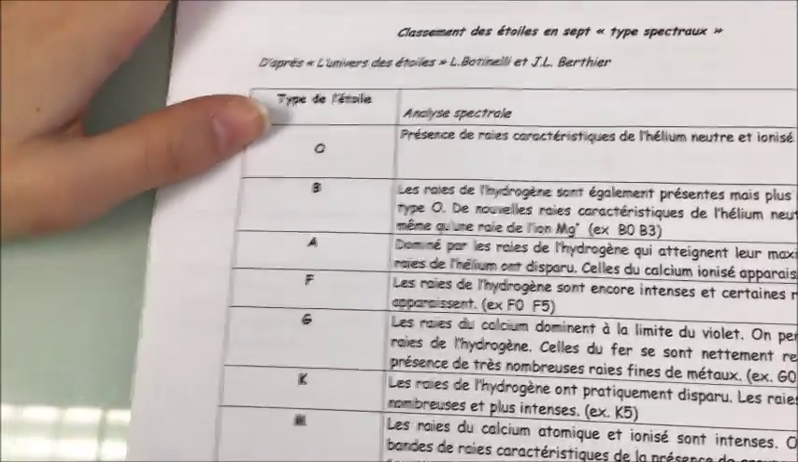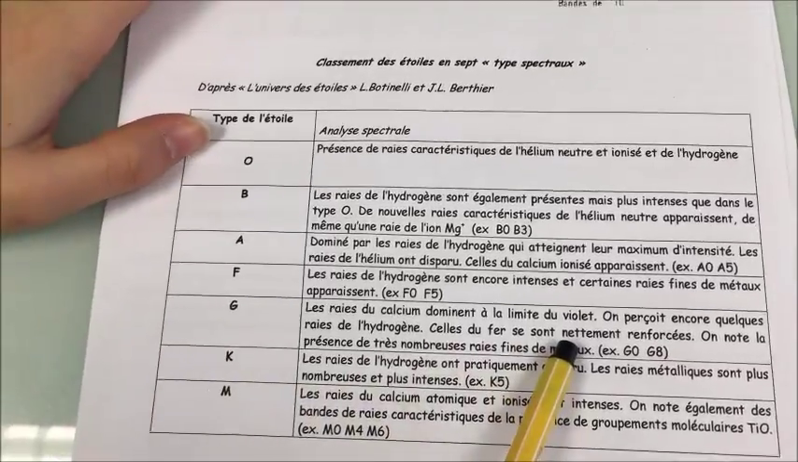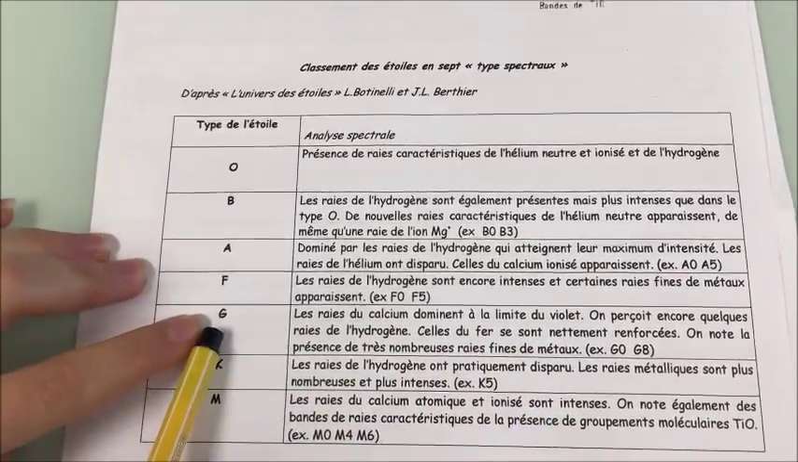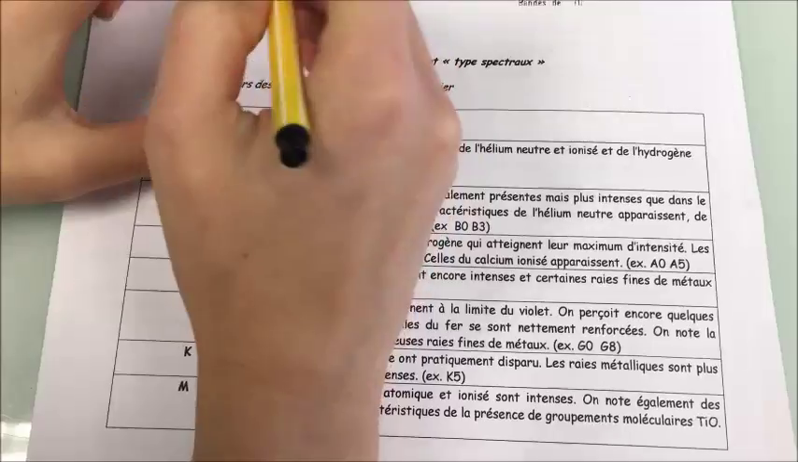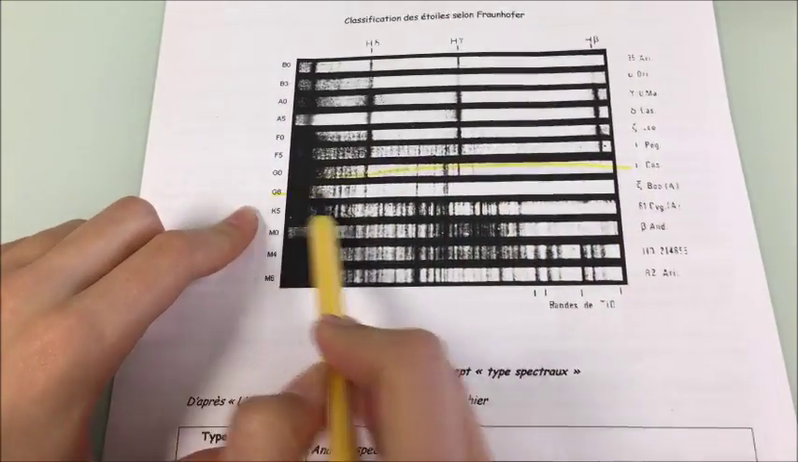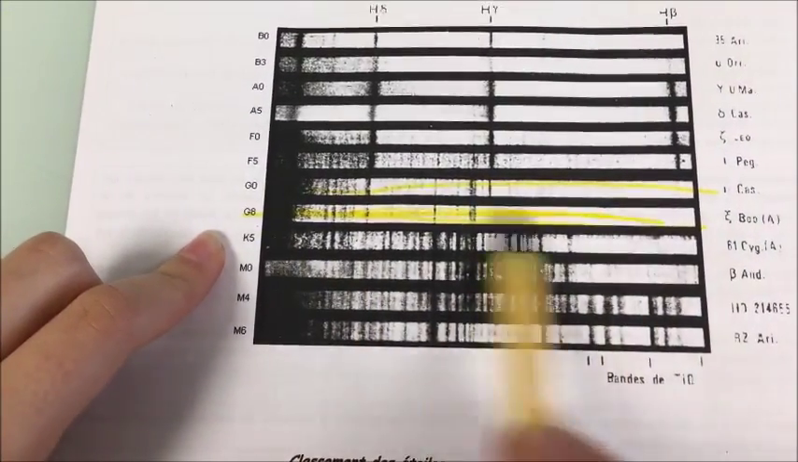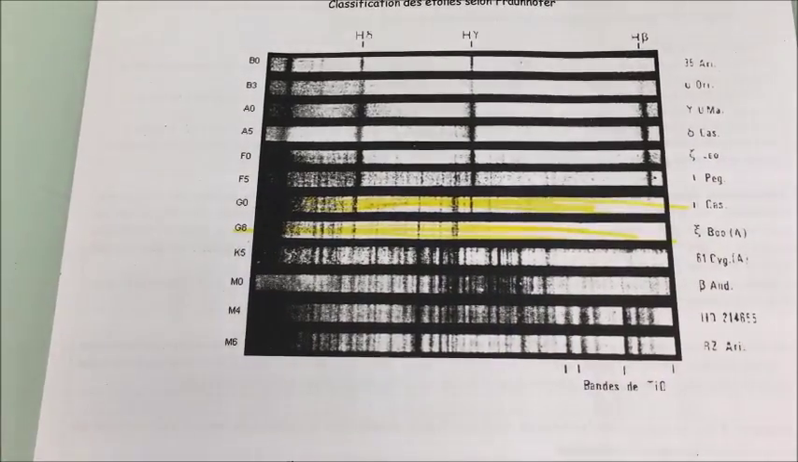So you can see that we have different types of stars, and thanks to the definition we determined that it was this one, which corresponds to those two spectrums here. So the sun is near to those two spectrums.